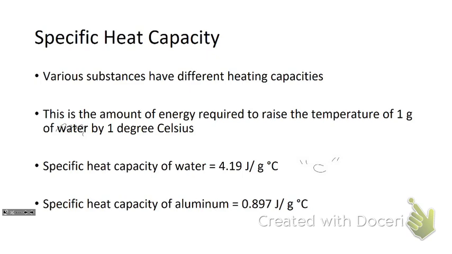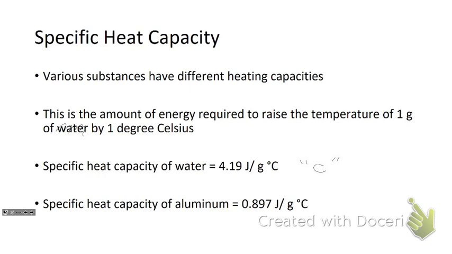And then we also have the specific heat capacity of aluminum, which is 0.97 joules per gram degree Celsius, okay? So what does this mean? The specific heat capacity of water is larger than that of aluminum, meaning we need to put in more energy to raise 1 gram of that substance by 1 degree Celsius, okay? So to raise the temperature of 1 gram of water, you need 4.19 joules, and to increase the temperature of 1 gram of aluminum, you're going to need 0.897 joules, okay?